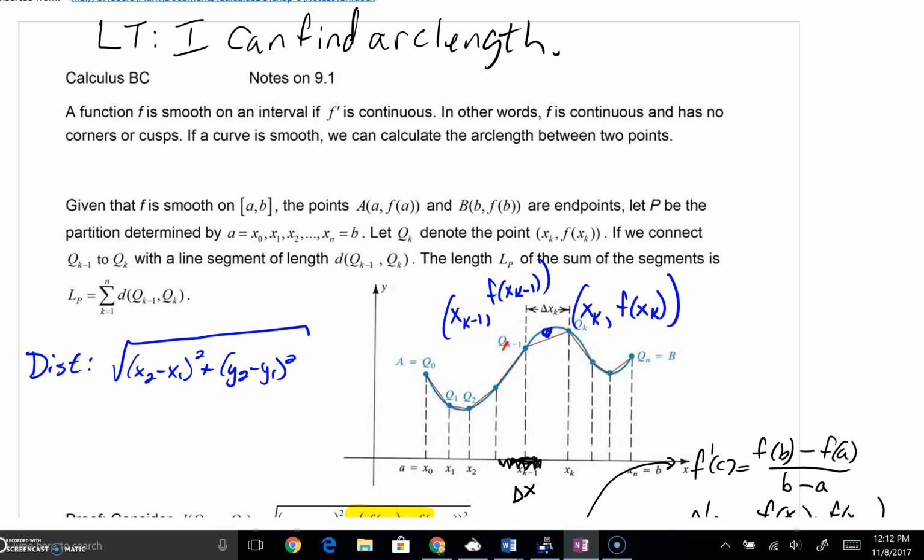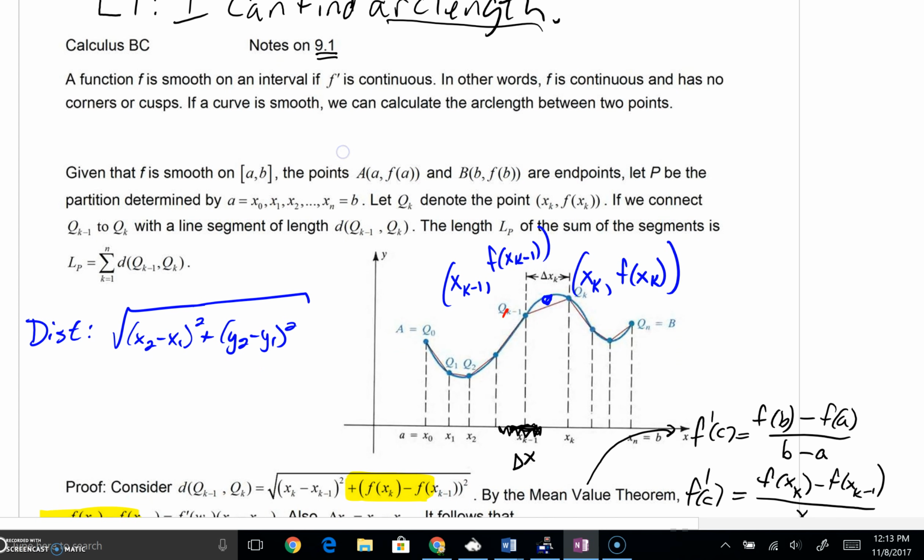Okay, so we've got our last lesson of our current unit. Actually, we were in Chapter 6. We have to jump over to Section 9.1. Most textbooks actually include this lesson with the volume chapter as well. It's just a slight adjustment. Today, we're finding arc length. You can see that's our learning target.